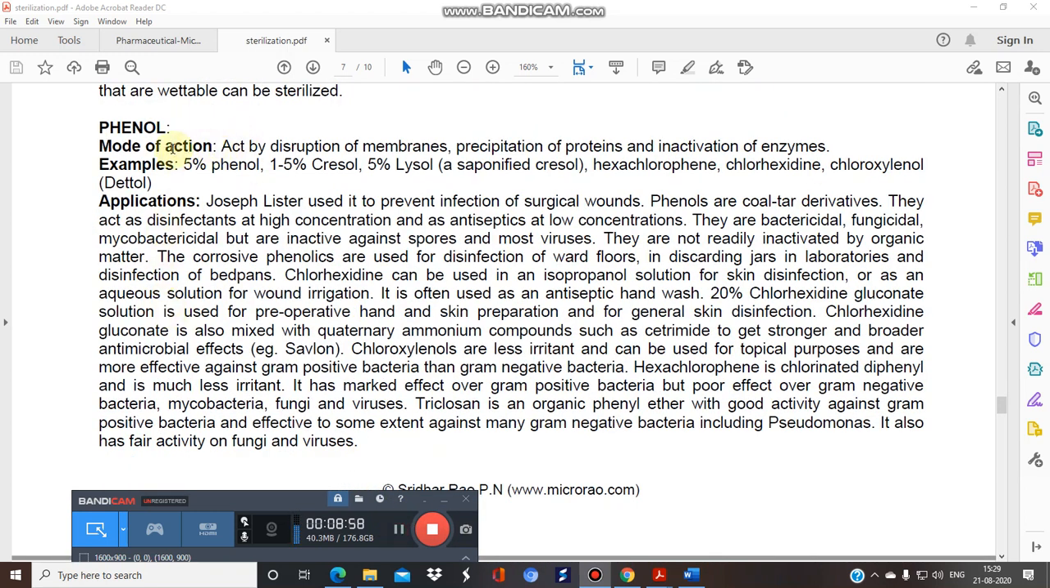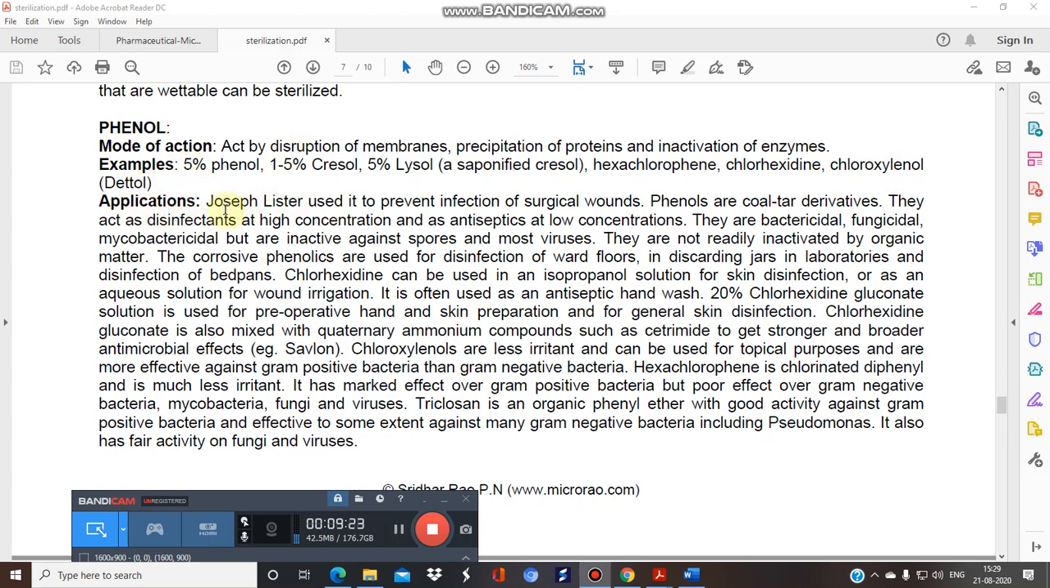Next one is the phenol. It acts by disruption of membrane, precipitation of proteins and inactivation of enzymes, that is, the microorganism's enzymes. Examples: 5% phenol; cresol is also used, that is 5% lysol, so 5% lysol is known as cresol. And we have covered this. Chloroxylenol, Dettol, is also used as an antiseptic.